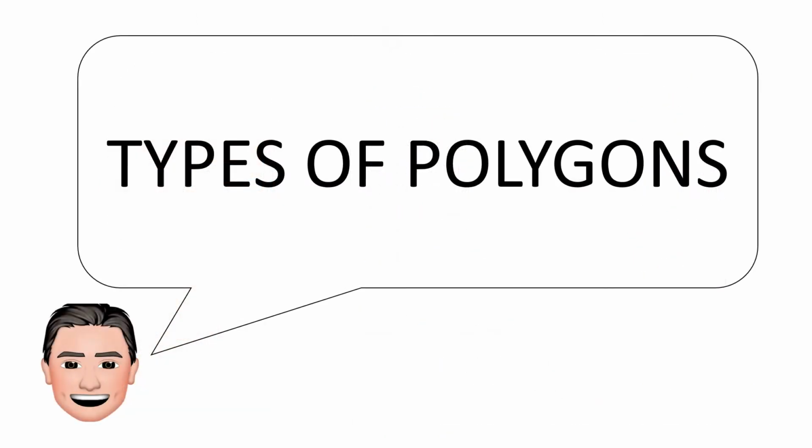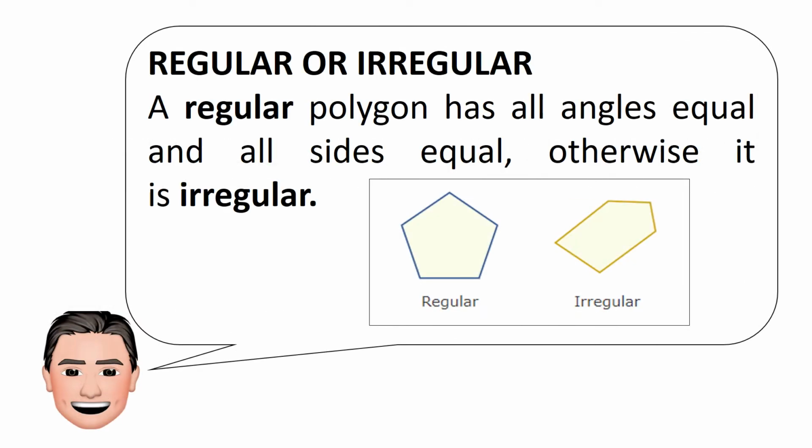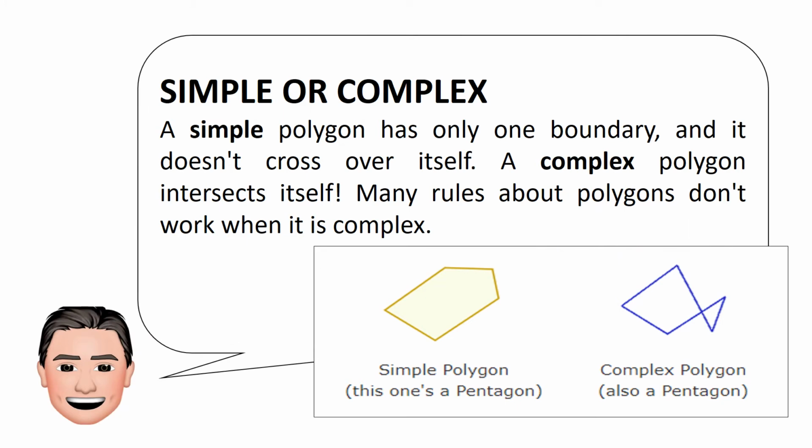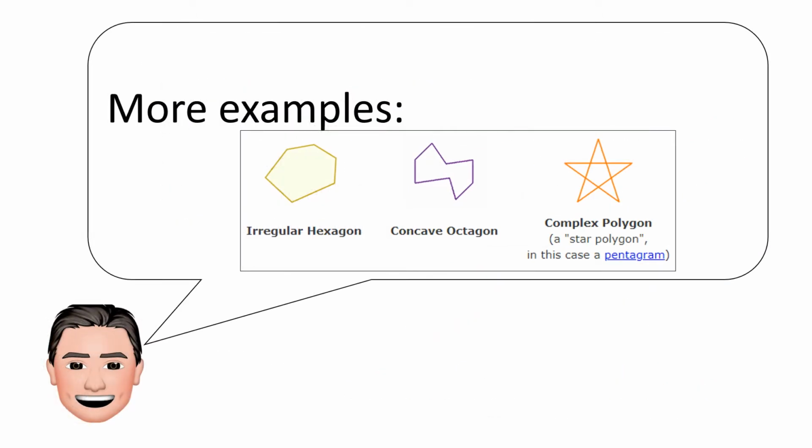Types of polygons. Regular or irregular: a regular polygon has all angles equal and all sides equal, otherwise it is irregular. Simple or complex: a simple polygon has only one boundary, and it doesn't cross over itself. A complex polygon intersects itself. Many rules about polygons don't work when it is complex. More examples: irregular hexagon, concave octagon, complex polygon, a star polygon.